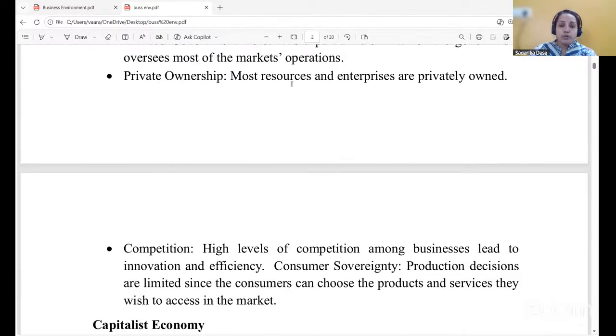Private ownership. Most resources and enterprises are privately owned. And competition. A high level of competition among businesses leads to innovation and efficiency. So there is a high level of competition between the different business organizations, which also helps in innovating new products or new things, and efficiency will be improved.